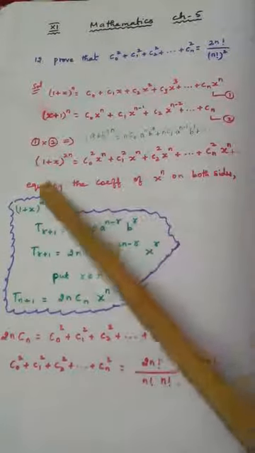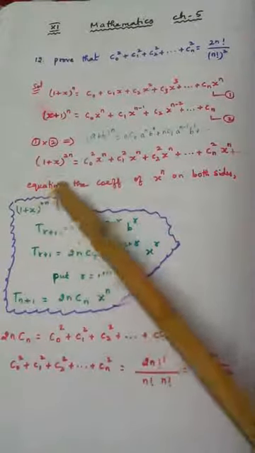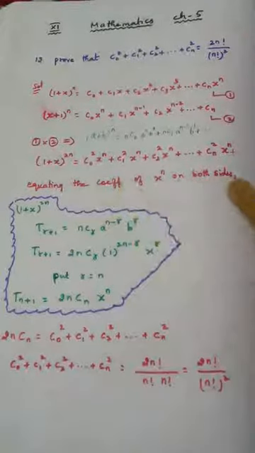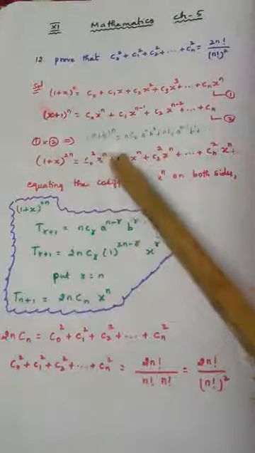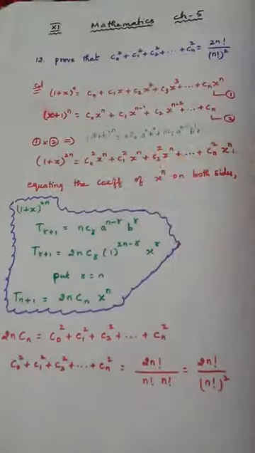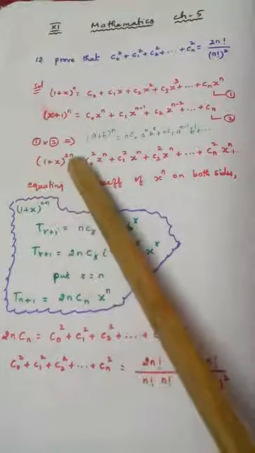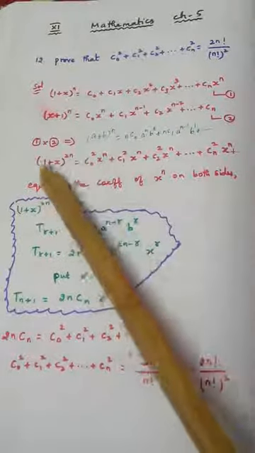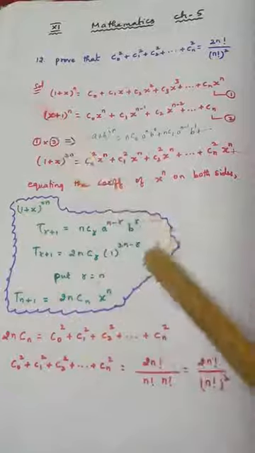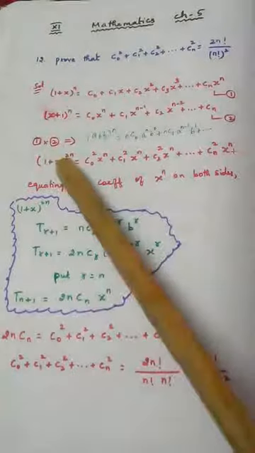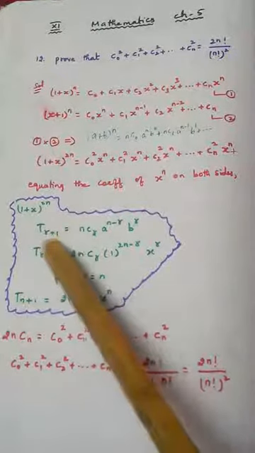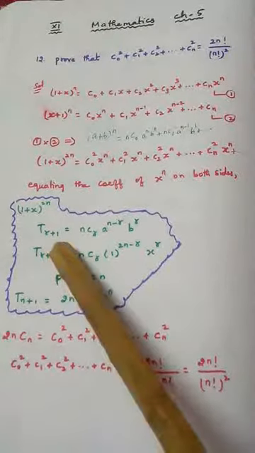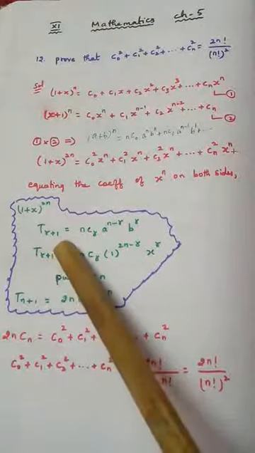Why we are doing like that, see the next line. Because of equating the coefficient of x power n on both sides. I am going to equate x power n coefficients on both sides. That is why I have collected all the x power n terms. Now see, I don't know what is the x power n coefficient in the left hand side. For that we are calculating this. Just take this left hand side alone. Calculate the general term T(r plus 1).